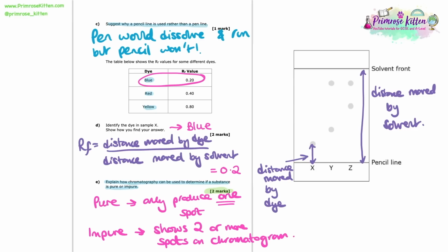So just to recap, to get those 2 marks, chromatography can be used to determine if a substance is pure by seeing only one spot and impure if there are 2 or more spots on the chromatogram. Good work.